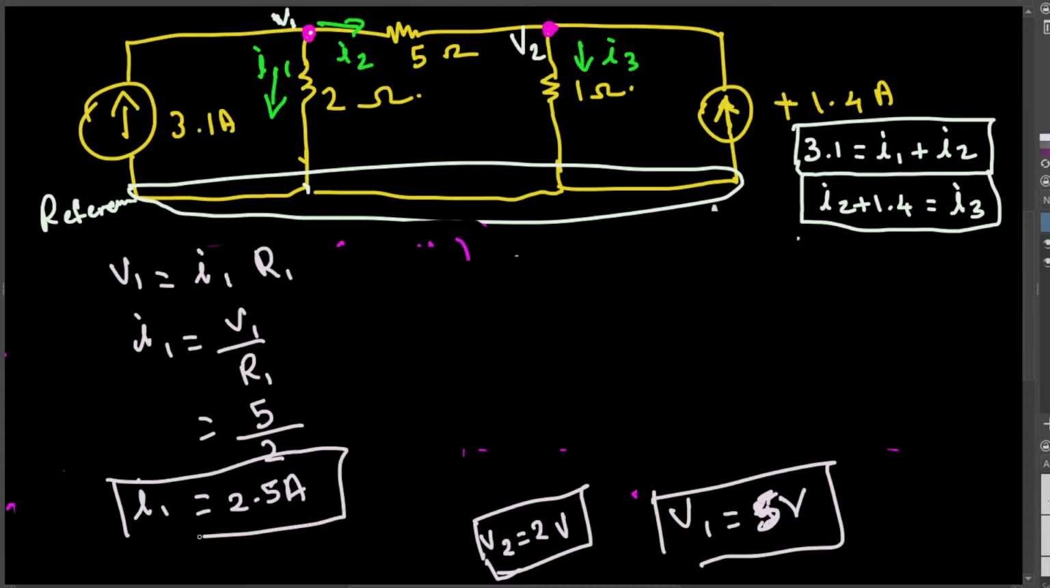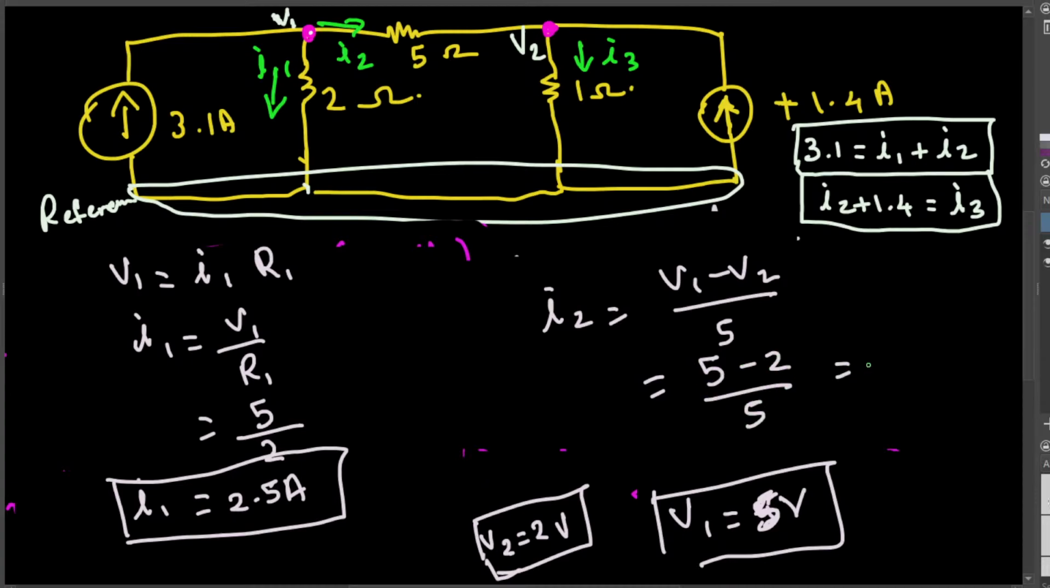And now we can solve for I2. I2 is equivalent to the voltage difference, that is V1 minus V2, divided by the resistance in between, that is 5 ohm resistance. V1 is 5 and V2 is 2, V1 minus V2, and then divided by 5. 5 minus 2, that's 3, 3 divided by 5, that's equal to 6 divided by 10. So 0.6 ampere, that's our I2 value, 0.6 ampere.